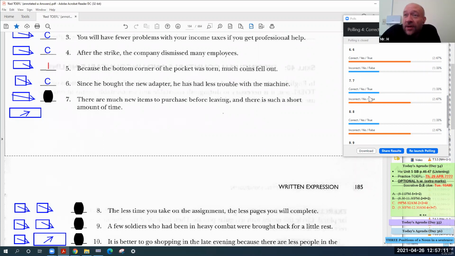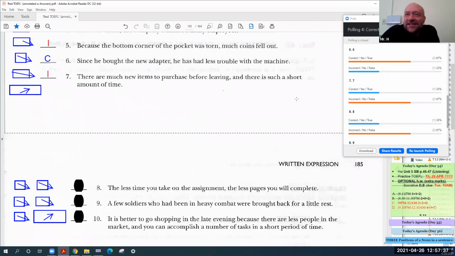How about number 7? Was that you, Mohana? Did you choose correct in 7? No. Abdul Majid? No? Metham? Why did you say it's correct? Well, I was in a hurry. Okay. No time. Okay. Yes. All right, this is incorrect.